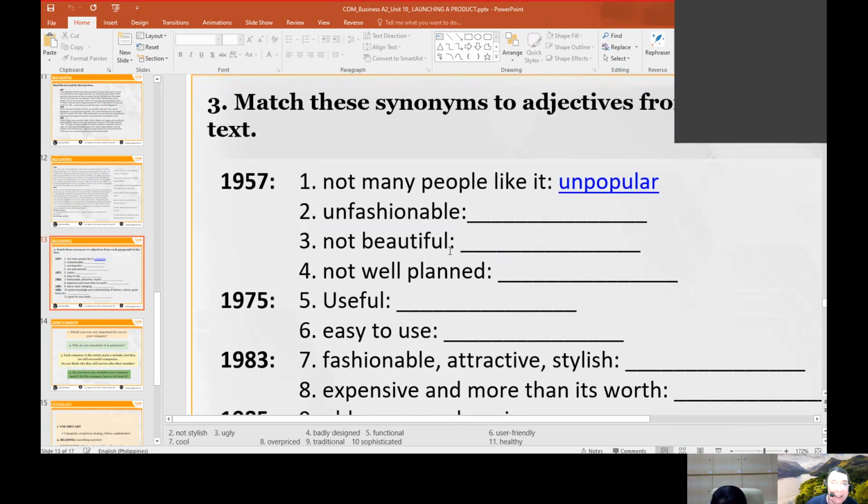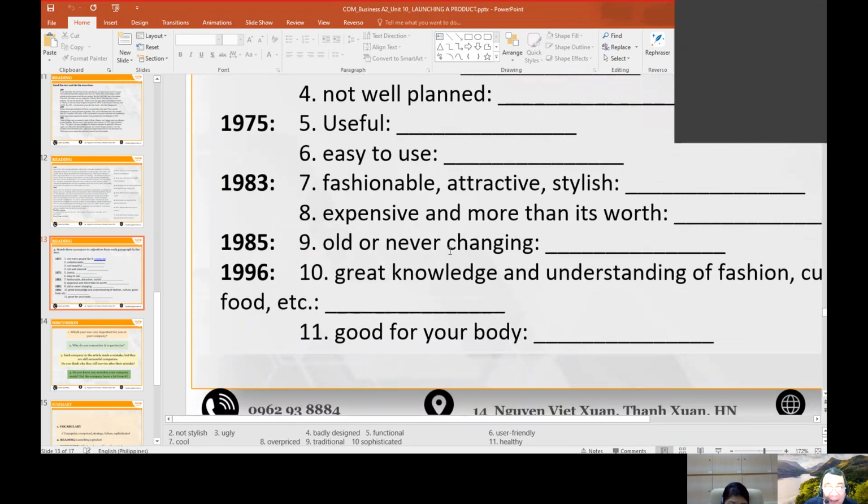Do you have questions? Yes, teacher. Can you spell number 9 for me? Okay, number 9. So when you say traditional, that means old fashioned. From the word tradition, that means old fashioned. So it's going back to the old days. So that is traditional. Do you have any more questions?